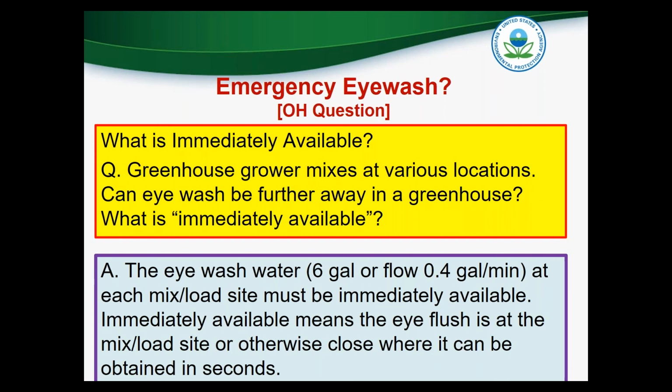The eyewash, as Carol had mentioned, has to be 6 gallons or flow of 0.4 gallons per minute for 15 minutes at each mix and load site, and it must be immediately available. And this immediately available means the eyewash is at the site or otherwise close by where it can be obtained in seconds. So you can't have the mix and load at one end and the eyewash at the other end of the greenhouse, in other words. Next slide.